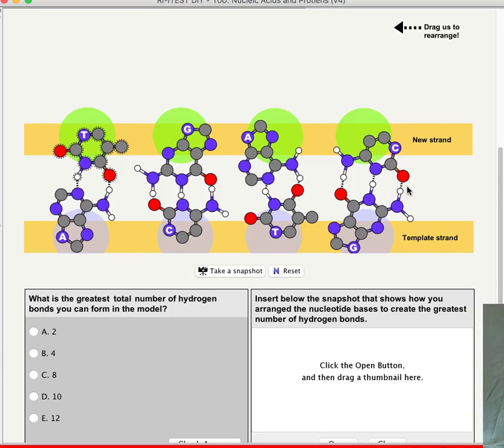Hydrogen bonds are always represented, well, at least in this particular simulation, as dotted lines, because they're bonds we know that occur between molecules, not within molecules. They're not actually sharing electrons, they're just stuck together by charges, like magnets.